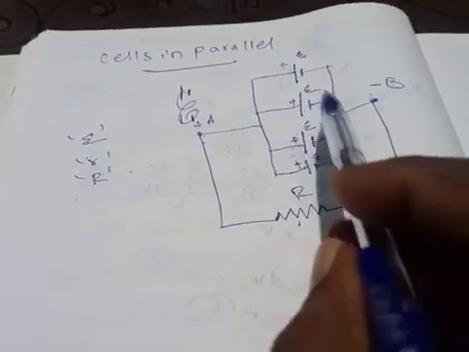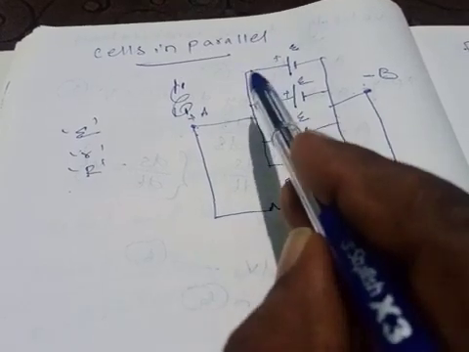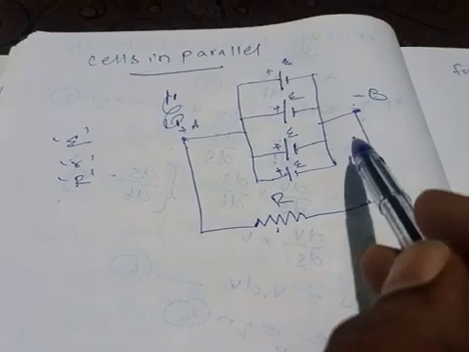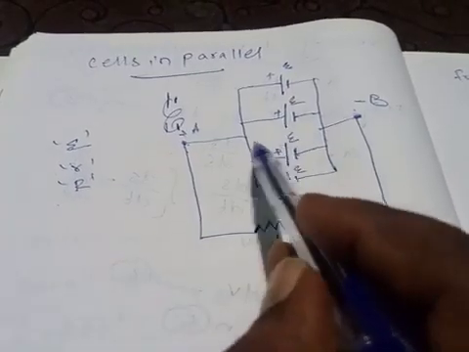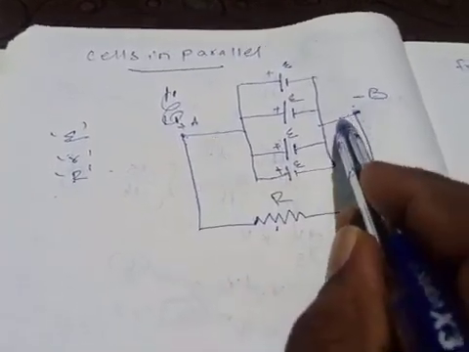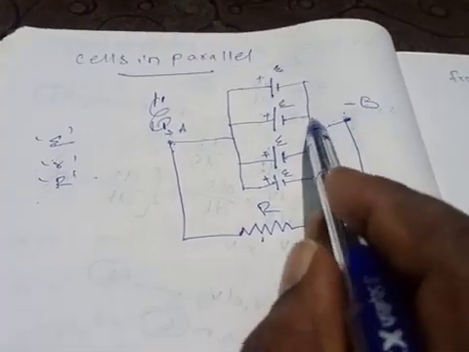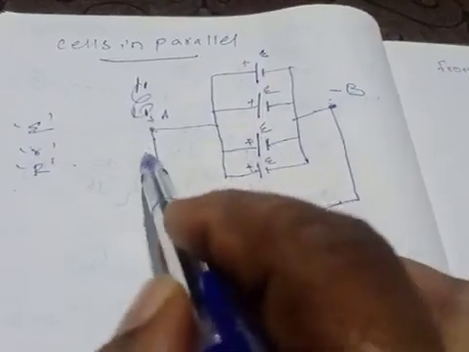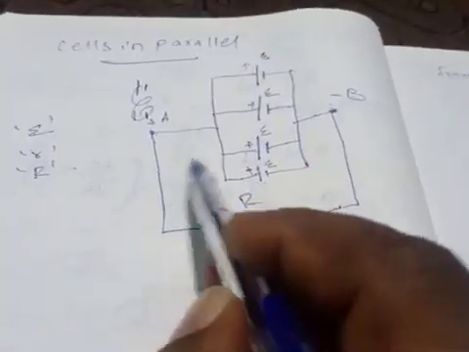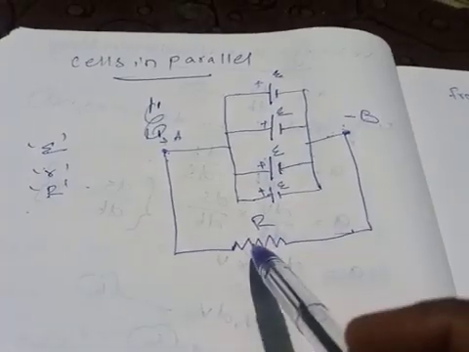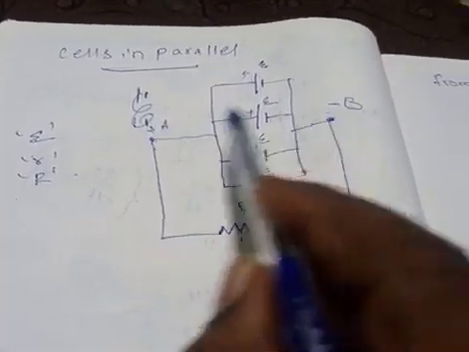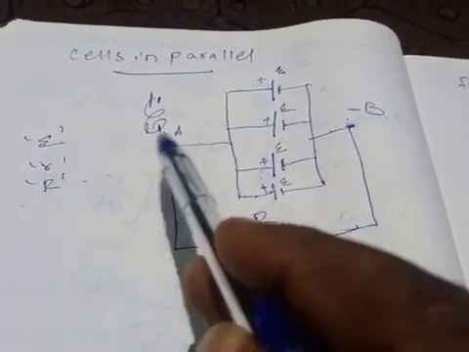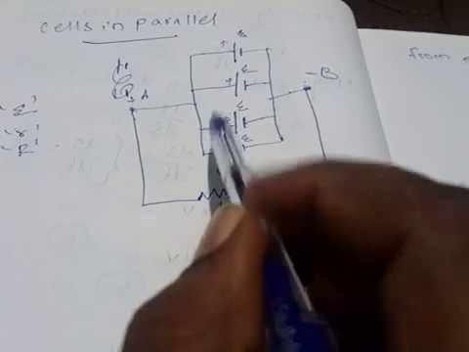About the circuit diagram, all the positive terminals are connected to one end and all the negative terminals to another point, and these 2 points form the positive and the negative terminals of the battery. Assume that N cells are connected between these 2 points A and B, and external resistance R is connected between A and B, so that epsilon is the EMF of each cell and r is the internal resistance of the cell.